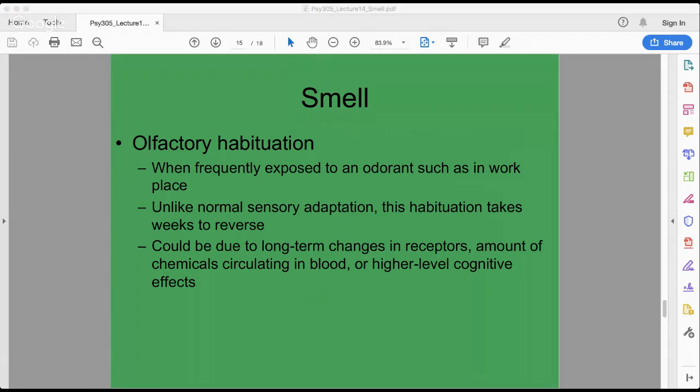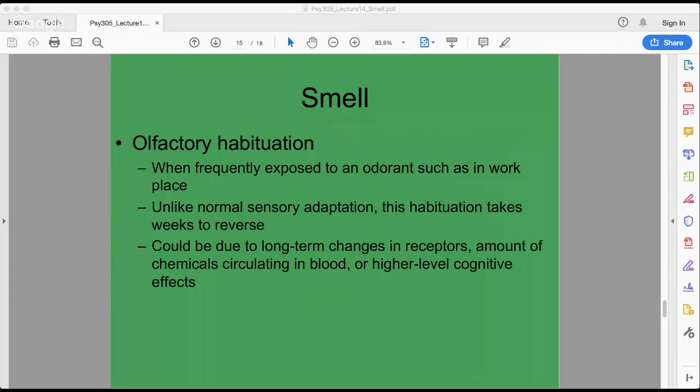Cognitive habituation is a psychological process by which, after a long-term exposure to an odorant, one is no longer able to detect that odorant or has a very diminished detection ability. An example of this would be going out of town and then coming back into town and noticing how your house smells. So when frequently exposed to an odorant, people don't perceive it. So the smell of your house or maybe a chemical in the workplace. Unlike normal sensory adaptation, this habituation takes weeks to reverse.